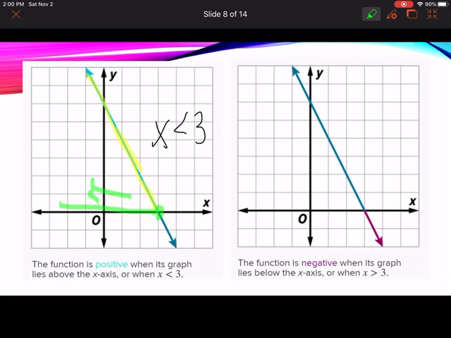The graph is negative here when it's below the x-axis. So this is 3 once again, but it's going to be on the greater than side of x, so it's going to be x is greater than 3.